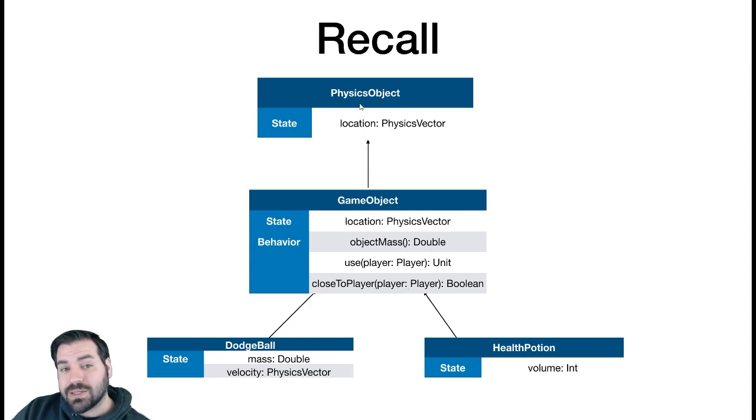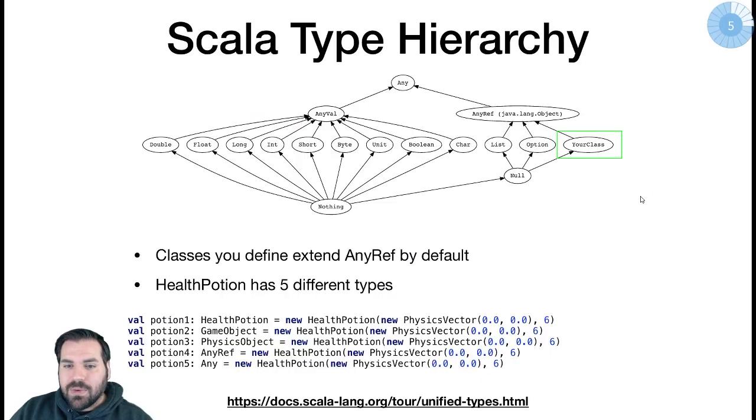It inherits all of that behavior. GameObject inherits all the behavior from PhysicsObject. PhysicsObject inherits all the state and behavior from AnyRef, and AnyRef inherits all of the state and behavior from Any. So we get a lot of functionality in these classes without writing much code in these classes themselves, because we extend or inherit all the functionality from other classes. So that's what we talked about last time. Now let's start leveraging this and start talking about polymorphism.